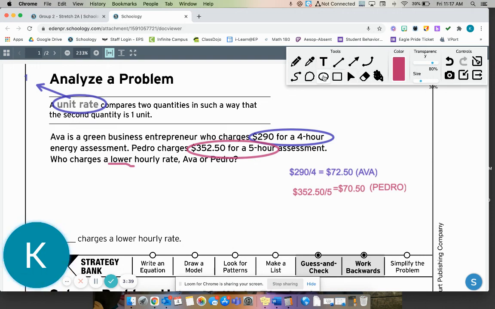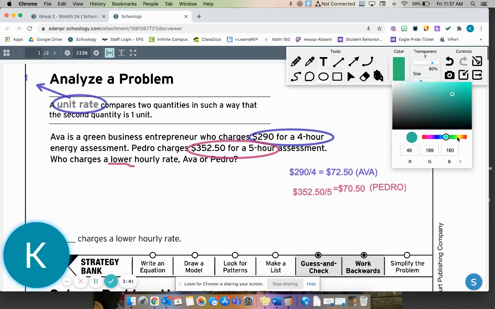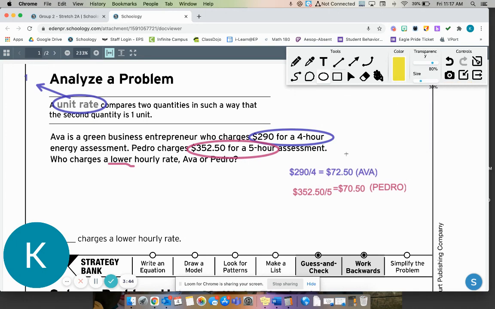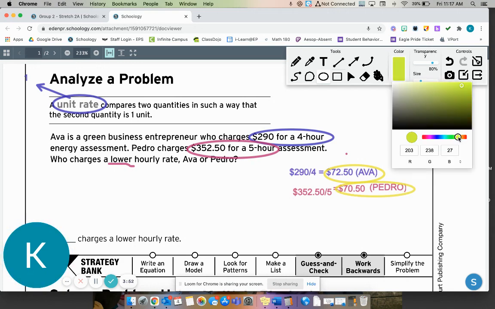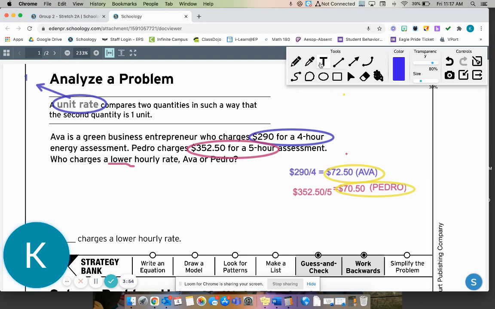So who is cheaper? Right now we have Ava at $72.50 and Pedro at $70.50. The person who is cheaper is, in fact, Pedro, because he is charging less. So Pedro is charging less for 1 unit or for 1 hour. Ava charges $72.50, where Pedro charges $70.50. If you need to write that down onto your worksheet, please pause the video and restart it when you're ready.